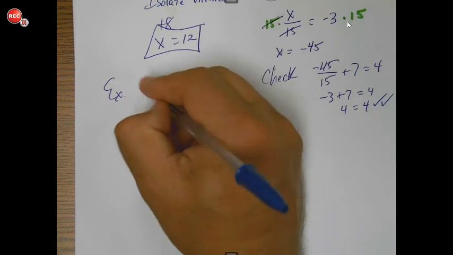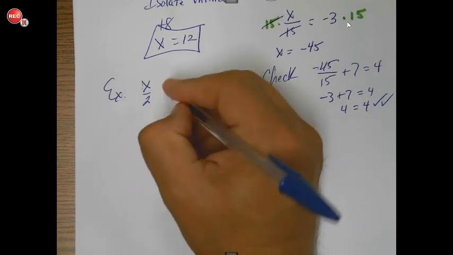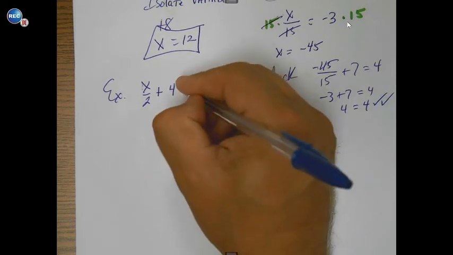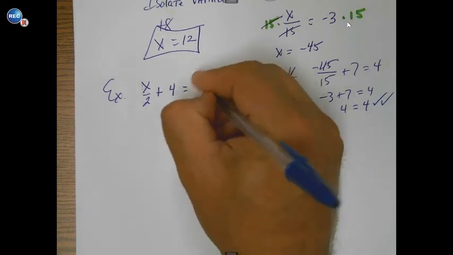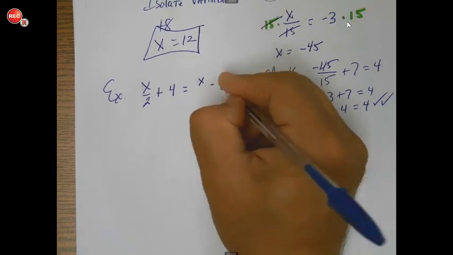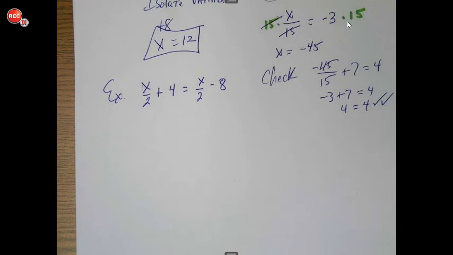Okay, so let's say we have x over 2 plus 4 equals x minus x over 2 minus 8.